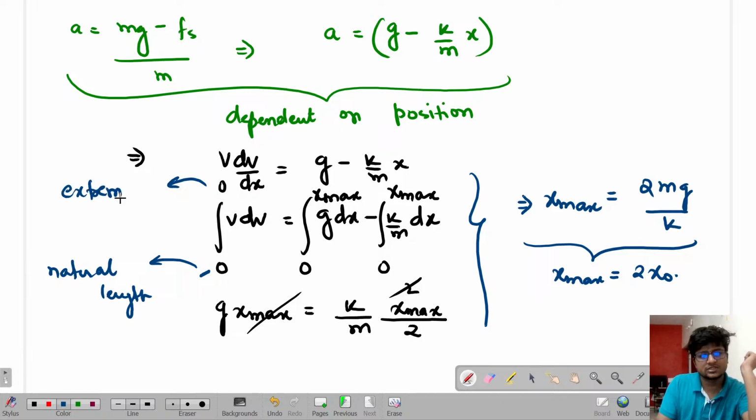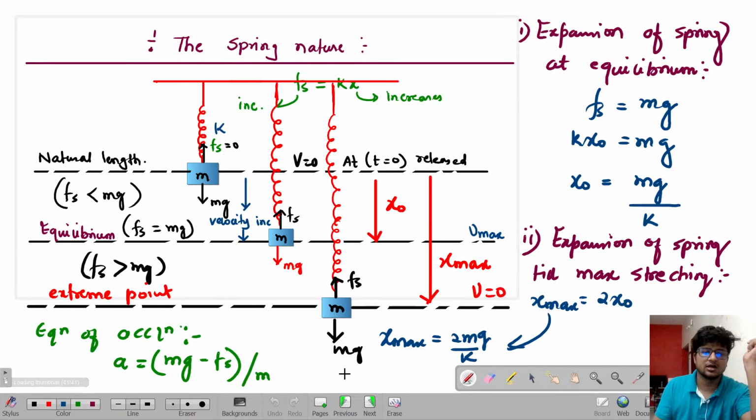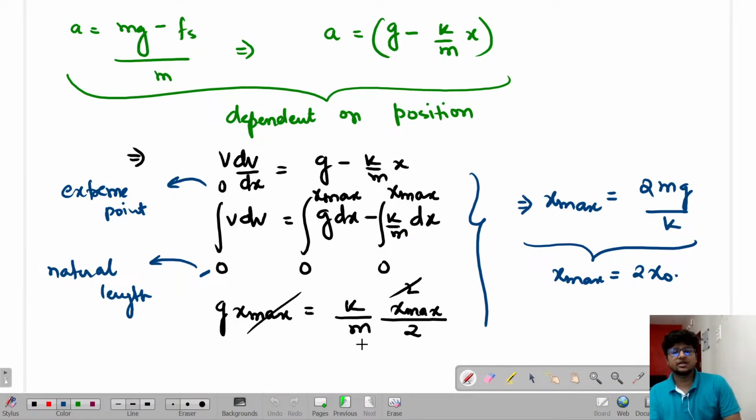Now you can use this acceleration equation for any kind of point. Let's say some x value is given and you want to find the velocity over there or expansion over there, so you can use this equation using the integral method. You can also do that. Is that clear? Is this perfectly clear?